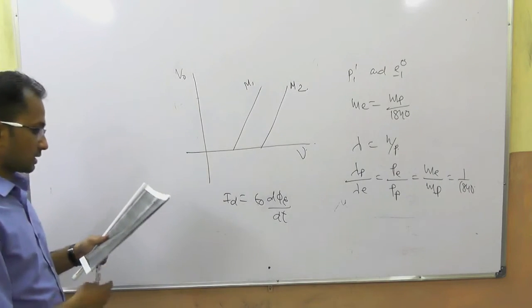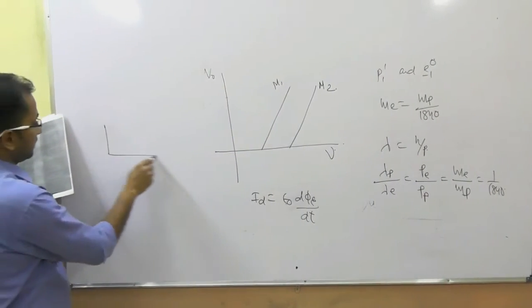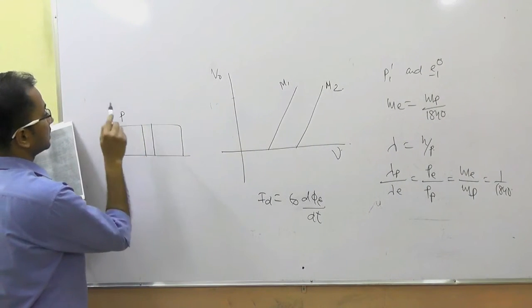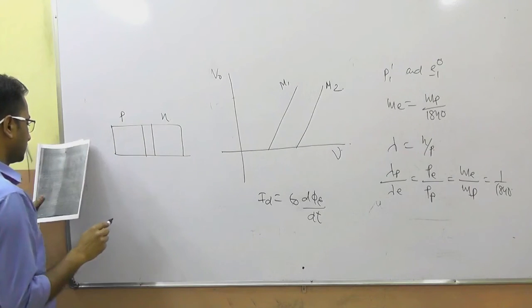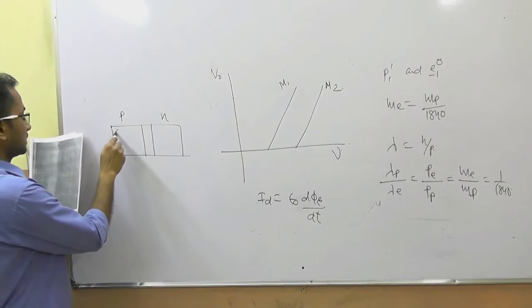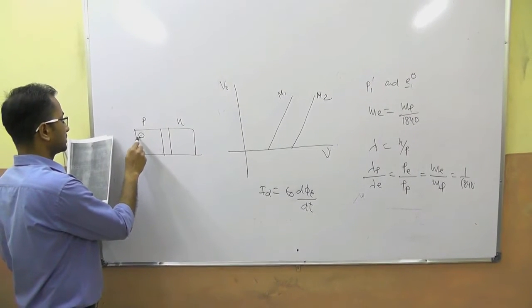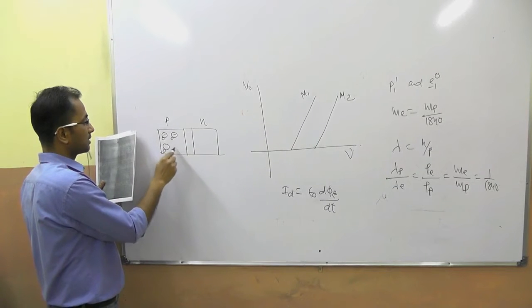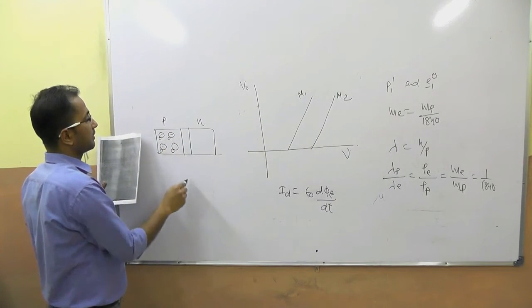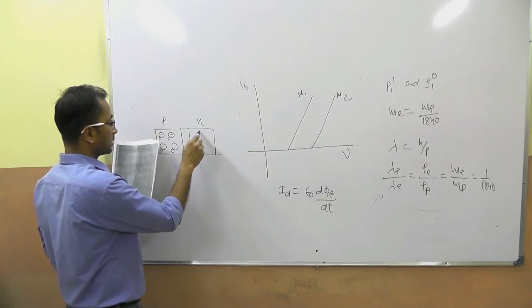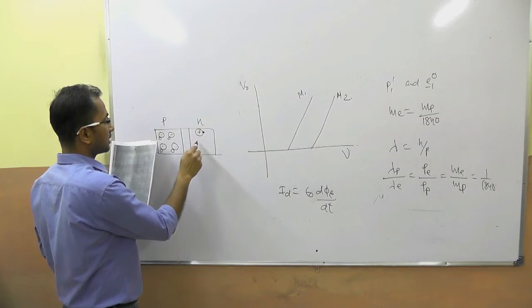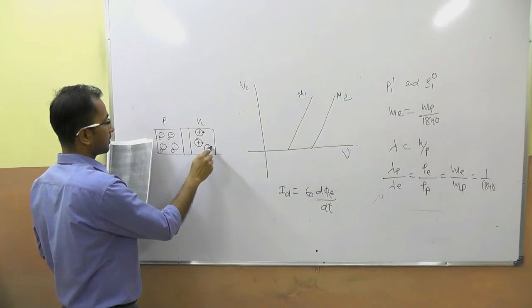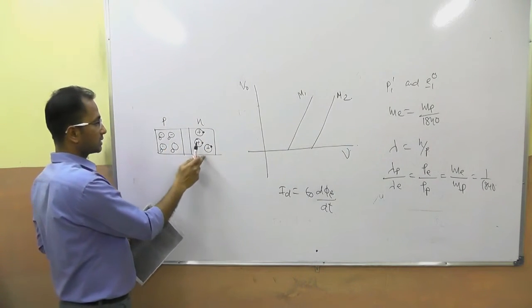So, p-n junction diode. Suppose this is the p region, this is the depletion region, and this is the n region. The p region means holes are the majority charge carriers. The n region means electrons are the majority charge carriers. That is, this is the acceptor and this is the donor.